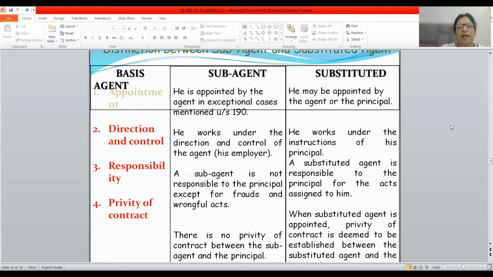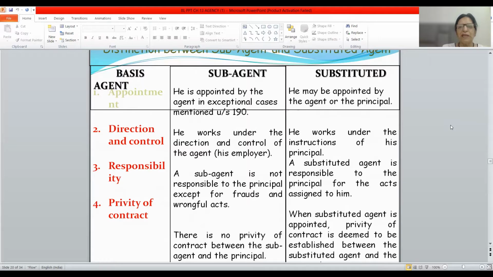Very often a question is asked in the examination: distinguish between sub-agent and substituted agent. So I will discuss this difference in tabular form. The very first point is appointment. A sub-agent is always appointed by the original agent, and he is always appointed in the cases which have been provided under section 190. And a substituted agent is always appointed by the principal.